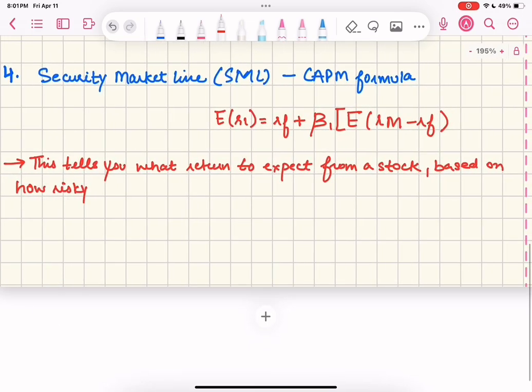This is the same thing, but here in the security market line, we're also talking about beta. We have talked about expected returns.